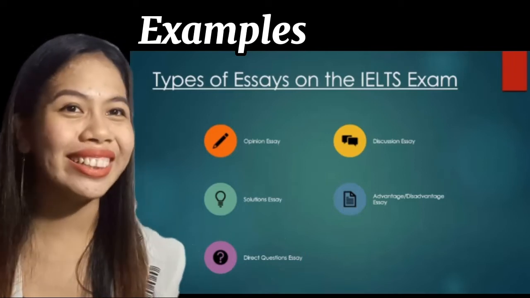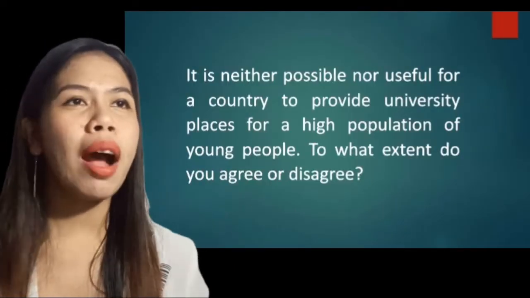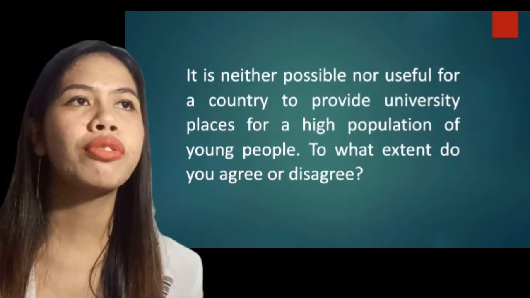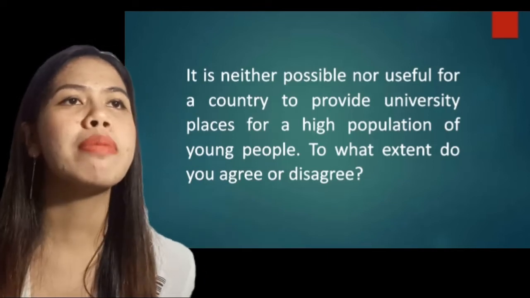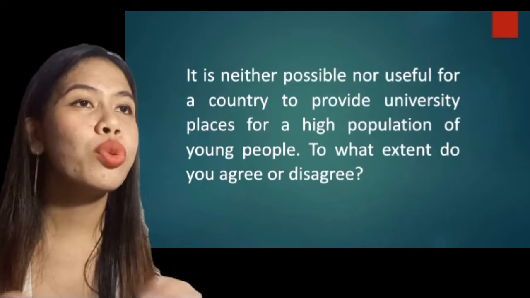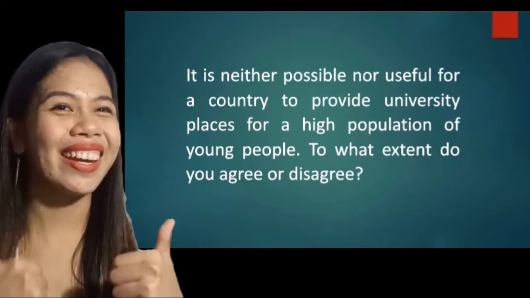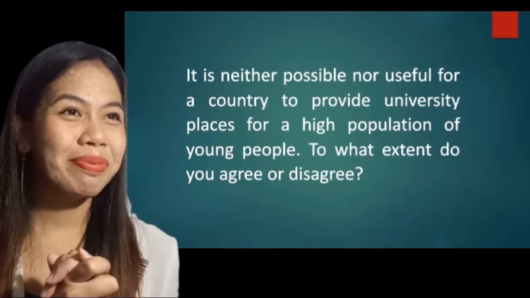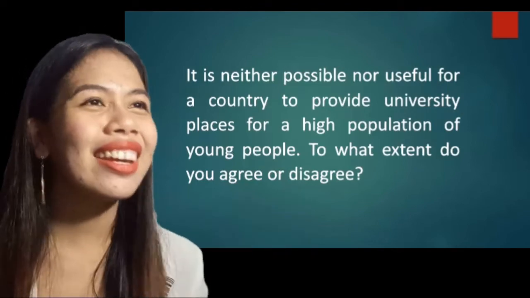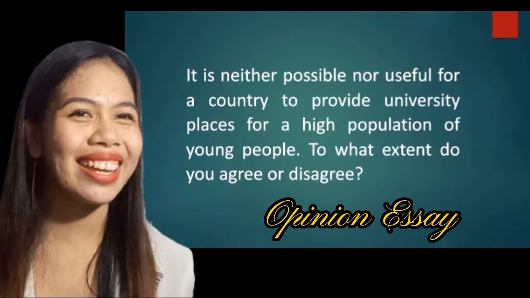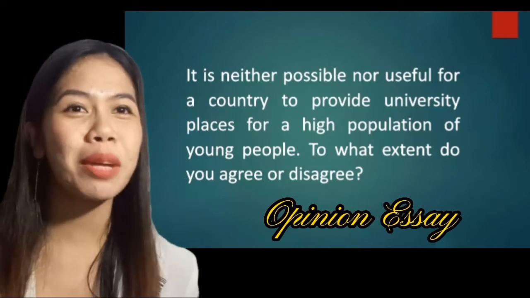Question number 1. It is neither possible nor useful for a country to provide university places for a high population of young people. To what extent do you agree or disagree? What's your answer? Alright, very good. That is opinion essay. Let's now proceed to question number 2.